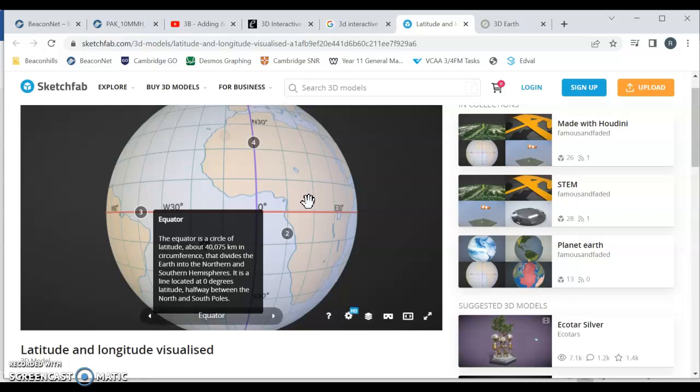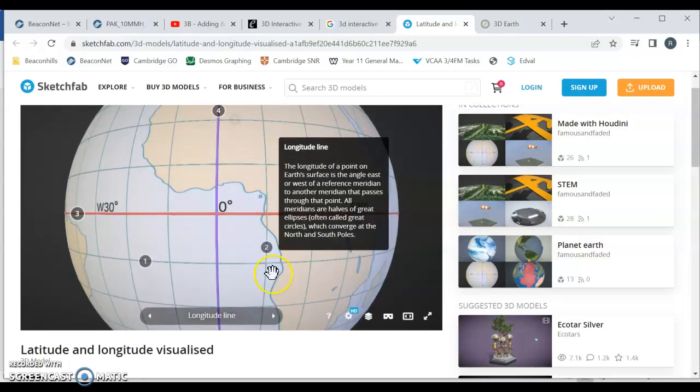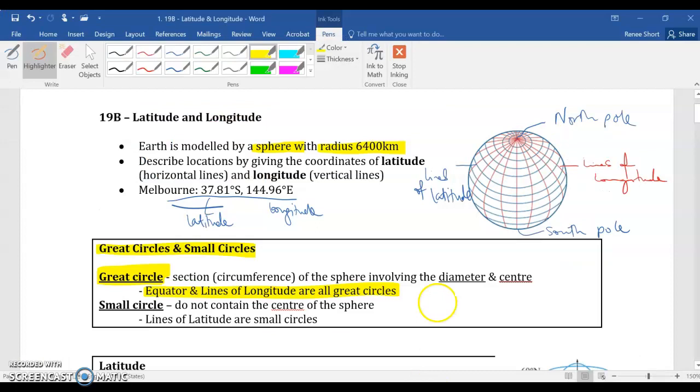Now, with our lines of longitude, this shows me a longitude line, so all these vertical lines also wrap the whole way around the Earth, and they're also a great circle because if I cut the Earth in half on one of them, I would again create 2 hemispheres in a vertical direction, and those circular faces would be the same size, and they would be the largest possible circles that I could cut within that sphere. Small circles, though, do not contain the center of the sphere, and lines of latitude are our small circles.